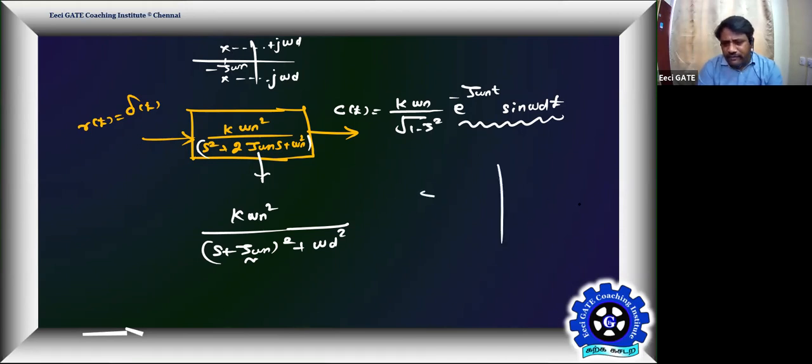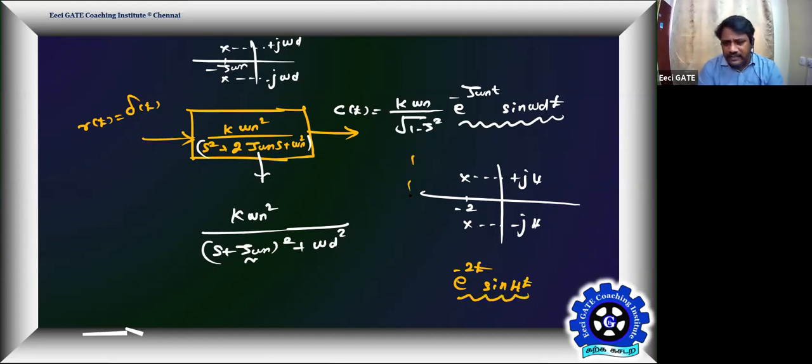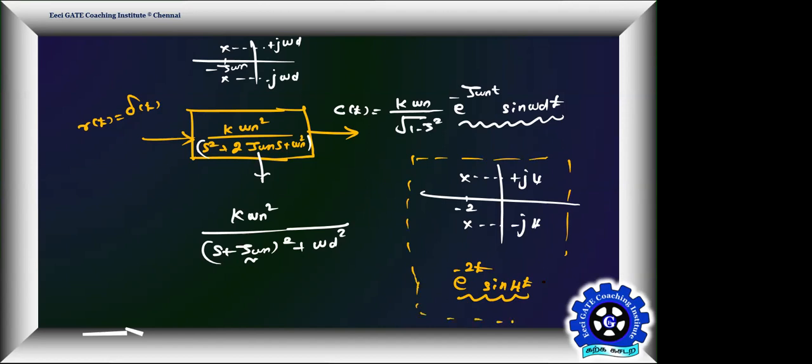Whenever you have poles, for example at minus 2 plus j4 and minus 2 minus j4, can you tell me quickly what the transient part will be? Real part is minus 2, imaginary is 4. Then the transient part will be e power minus 2t into sine 4t. Like that, you will get the transient part. Getting it, all of you? Yes.